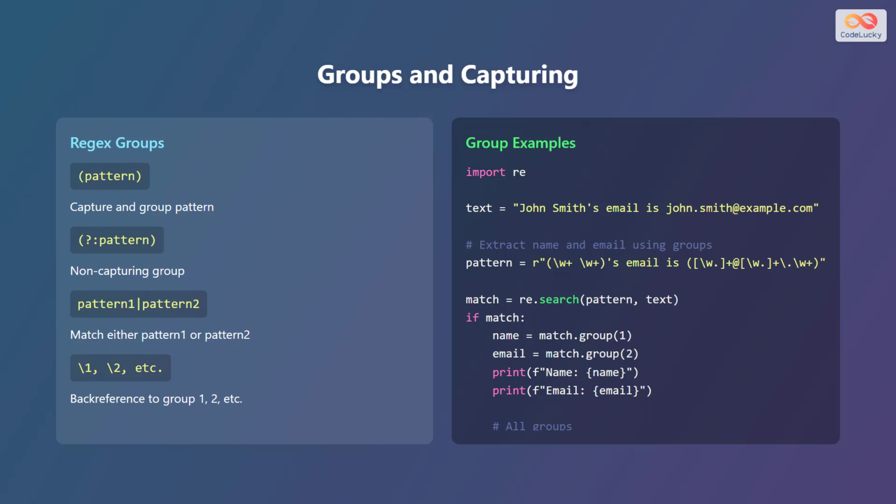First, we import the re module. Next, we have a text string: John Smith's email is john.smith@example.com. To extract the name and email using groups, we use the pattern r'(\w+ \w+)'s email is (\w+@\w+\.\w+)'. re.search results in name equal to John Smith and email equal to john.smith@example.com.